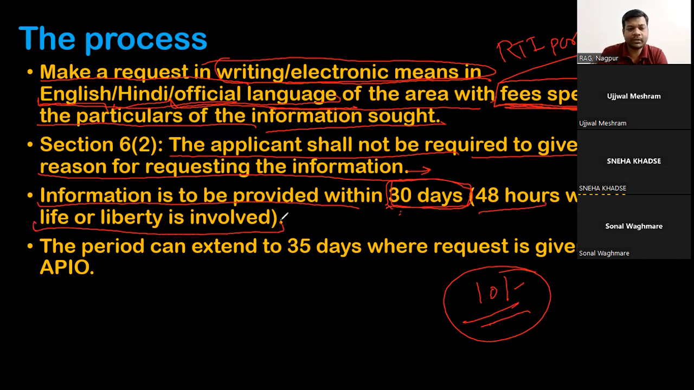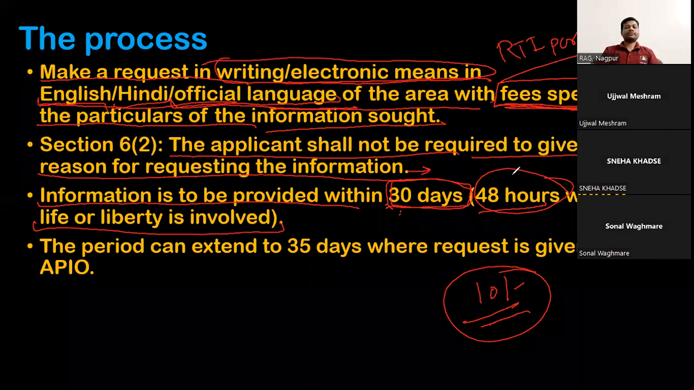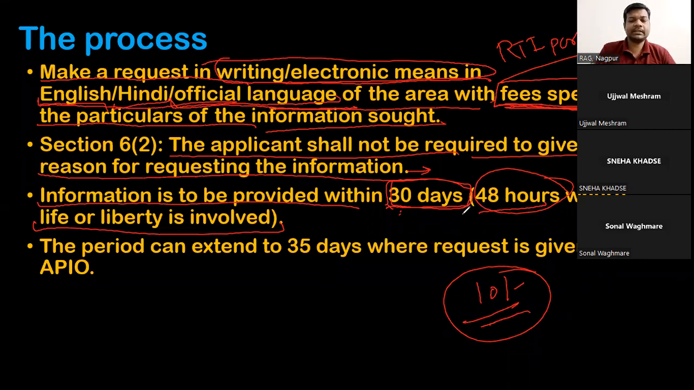But if life or liberty is involved, if anybody's life or liberty is under threat, then the information must be given within 48 hours. This is the exception. The normal period is 30 days. Now this period of 30 days can extend to 35 days.